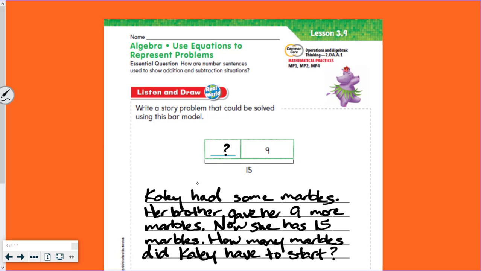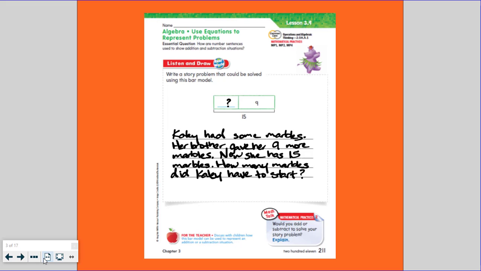So we're missing the start number. So that's what I wrote for this problem. So that brings us to our math talk question. Would you add or subtract to solve your story problem? Explain. So in my problem, I would subtract, right?